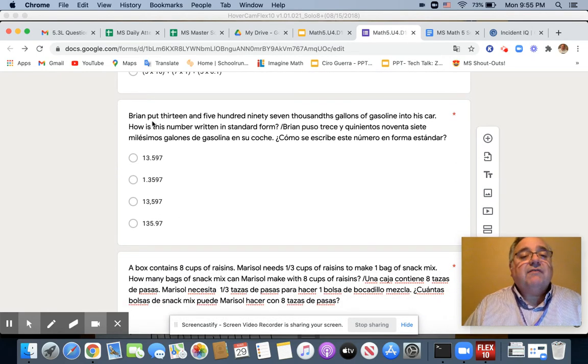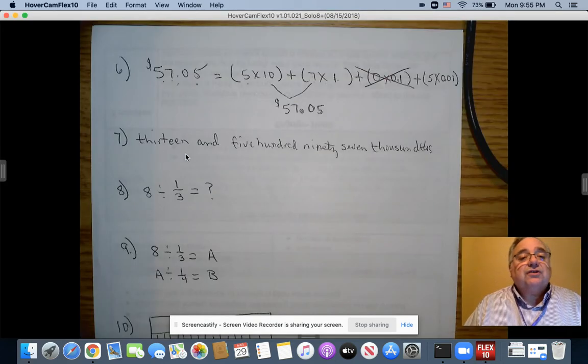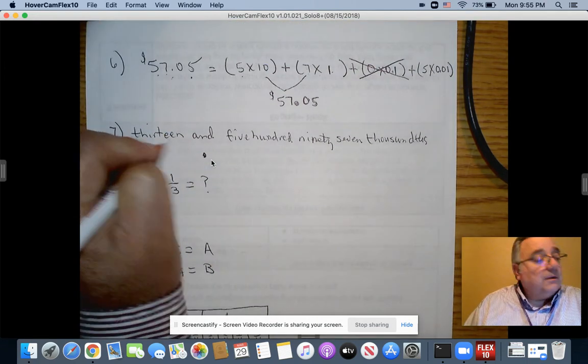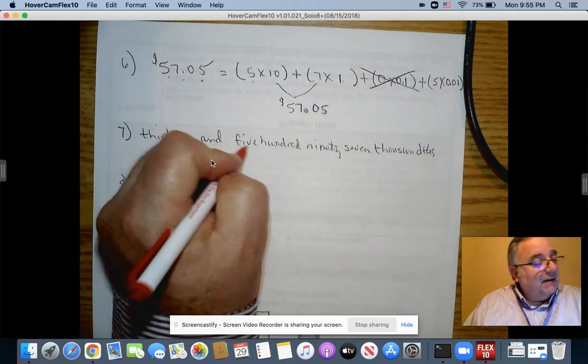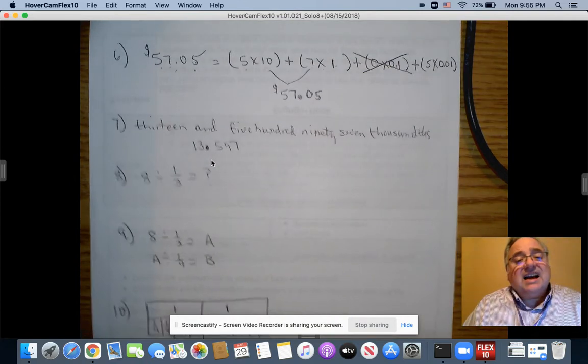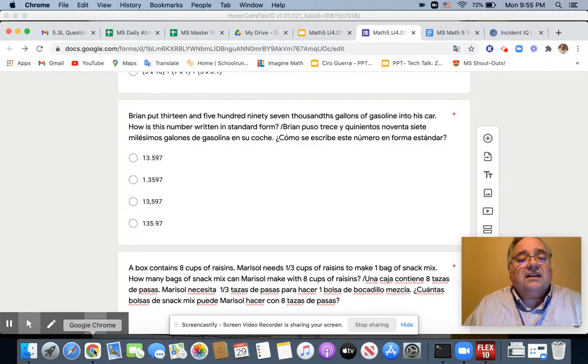Right, so the next one we have is Brian put 13 and 597,000 gallons of gasoline in his car. How is this number written in standard form? So let's go to the flex cam. The first thing we have is 13 and. When we see that and, we know that that's a period. So the first number is 13. And then 597. Quick, guys, these were quick and easy. So we would have that one right there.